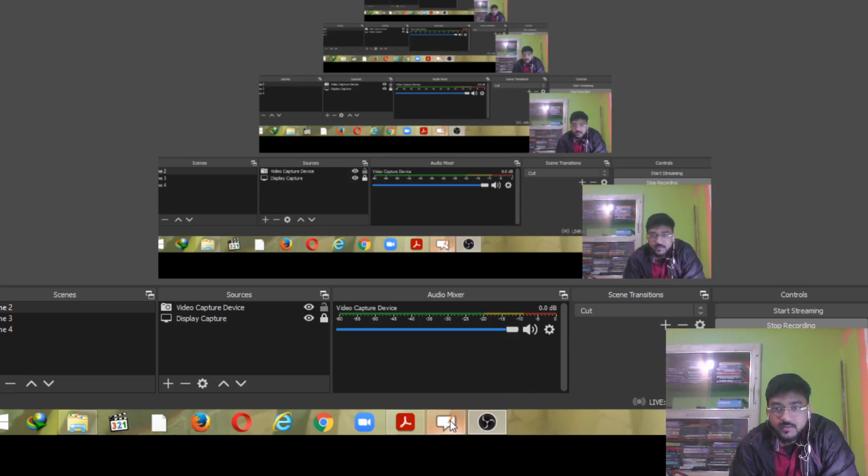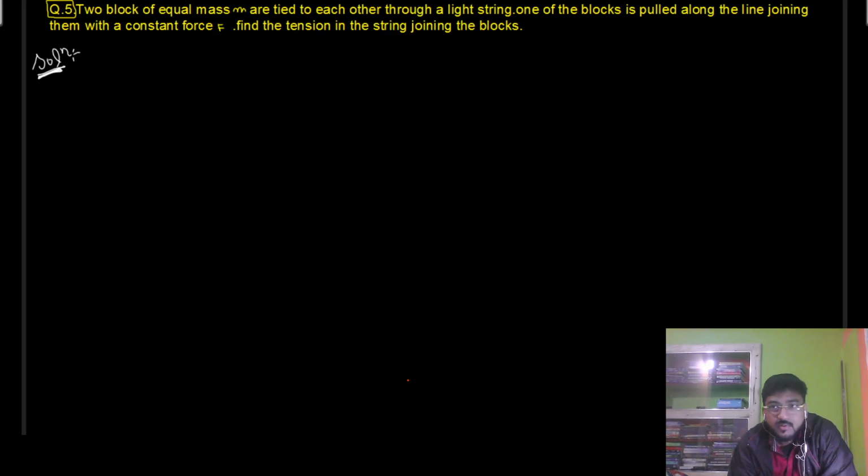So dear students, today I'll discuss question number 5. The question is: two blocks of mass m are tied to each other through a light string. One of the blocks is pulled along the line joining them with a constant force F. Find the tension in the string joining the blocks.